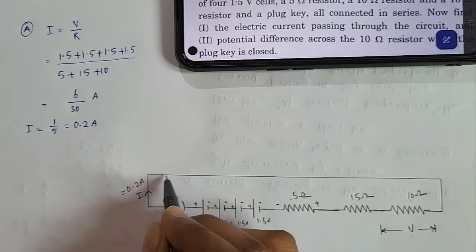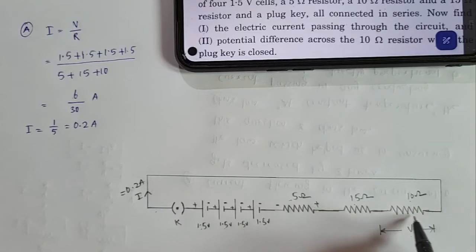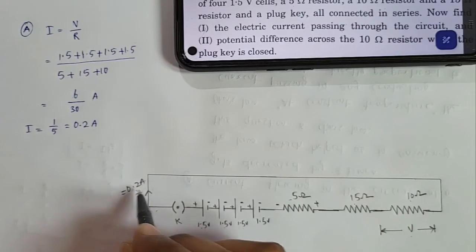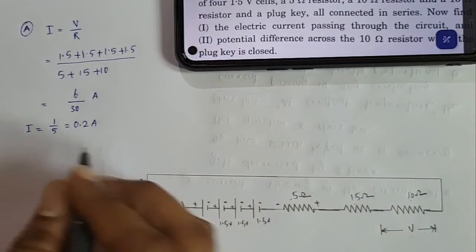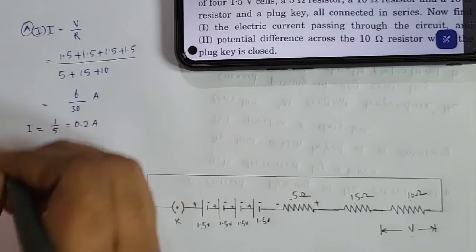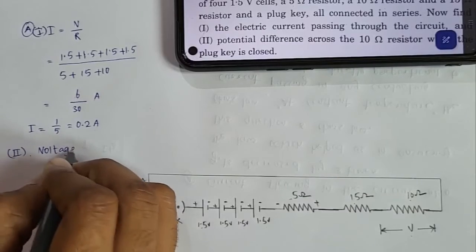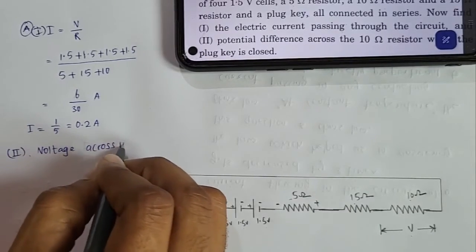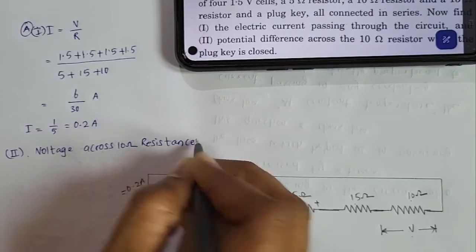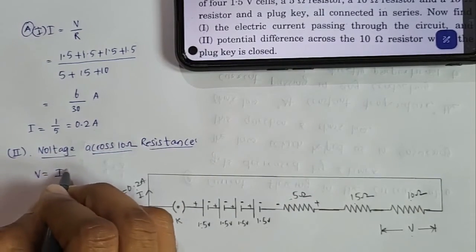It is 0.2 amperes. Now we have to find out the voltage. See, this current itself comes along the circuit. The same current is coming along the circuit, right? This current is passing through the 10 ohm resistance. When the current passing through the 10 ohm resistance is 0.2 amperes and the resistance value is 10 ohm, how to find voltage? This is the first question's answer, and now I am answering the second question. Voltage across the 10 ohm resistance: V is equal to I into R.